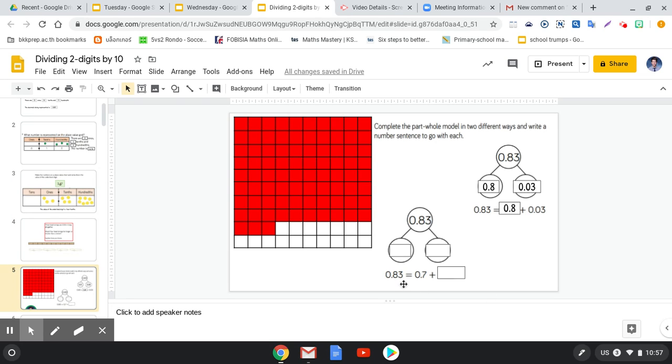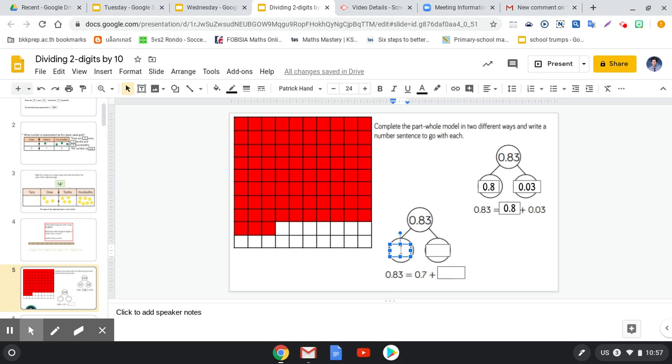Right, the next example, I'm going to make it a little bit more difficult for myself. I'm going to complete this number sentence. 0.83 is the same thing as 0.7 plus something. So I'll just put the 0.7 in on my place value, on my part-whole model. So I know that's one of the parts.